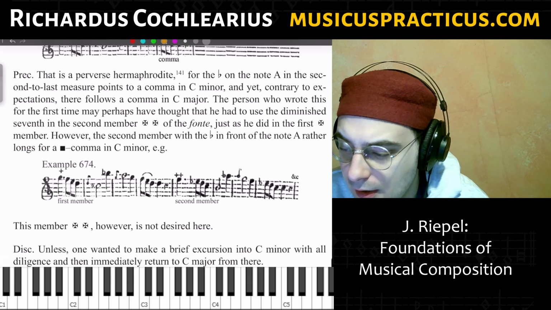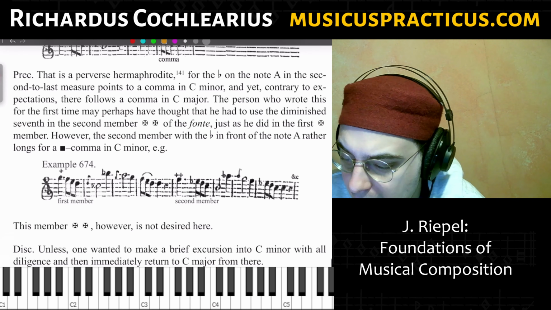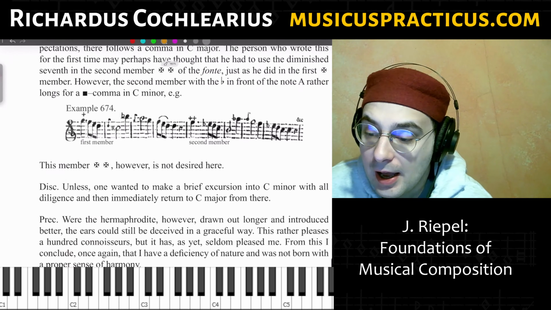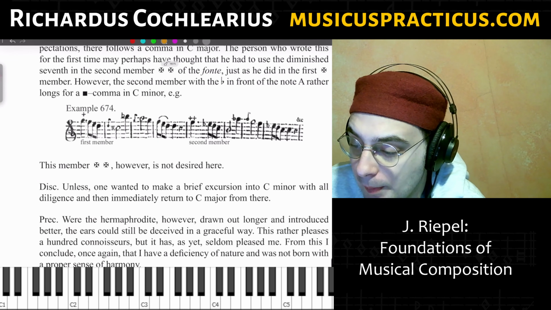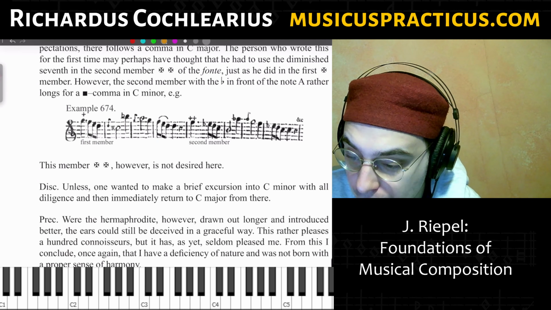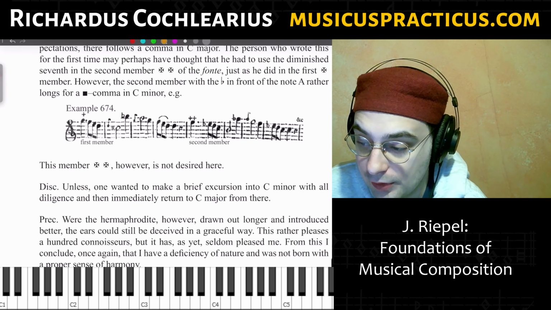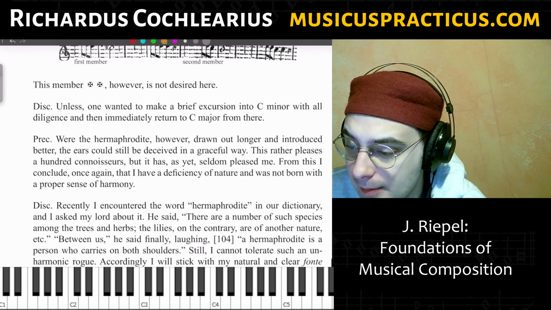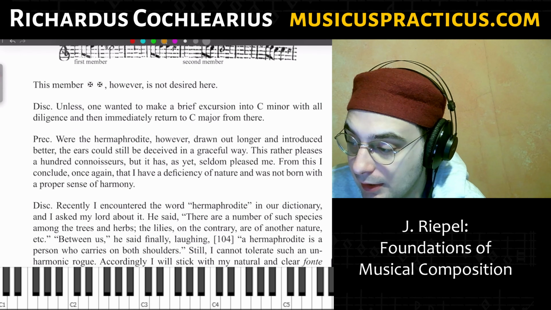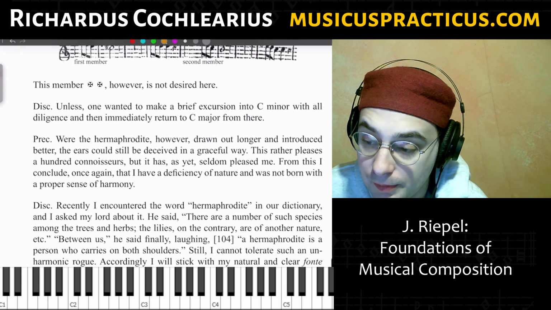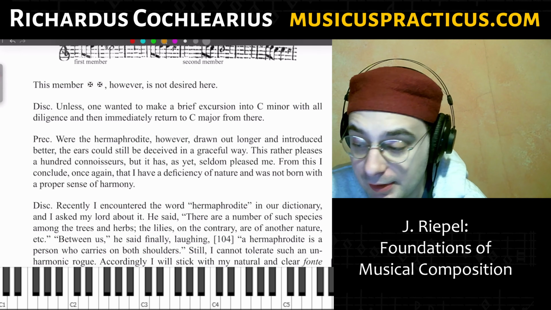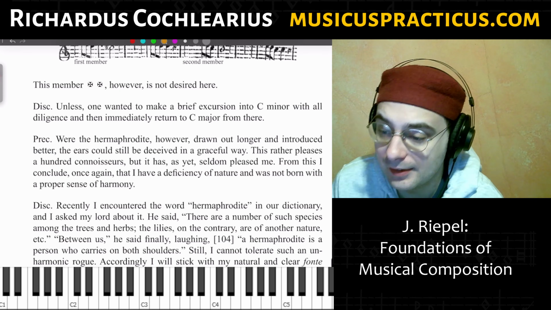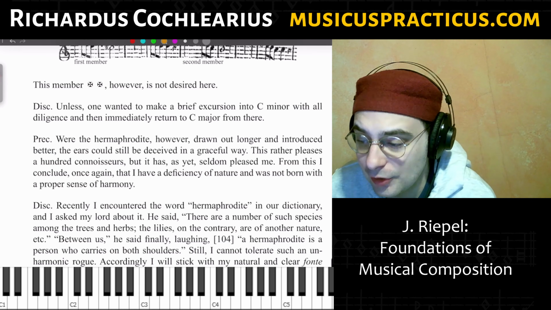This member with a double cross, however, is not desired here. This sounds very strange. Unless one wanted to make a brief excursion into C minor with all diligence and then immediately return back to C major from there. Were the hermaphrodite, however, drawn out longer and introduced better, the ears could still be deceived in a grateful way. This rather pleases 100 connoisseurs, but it has as yet seldom pleased me.